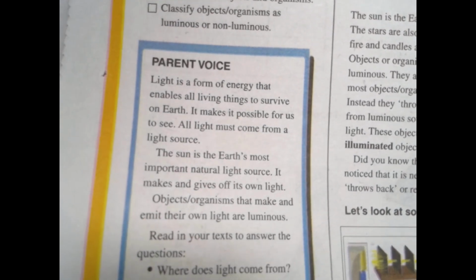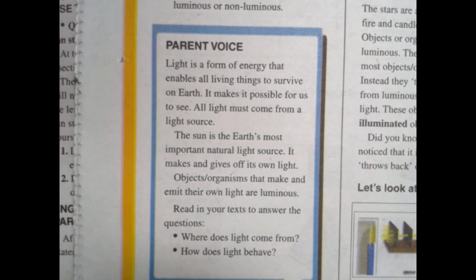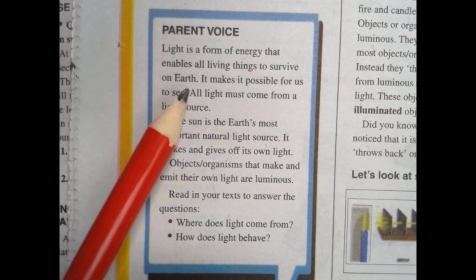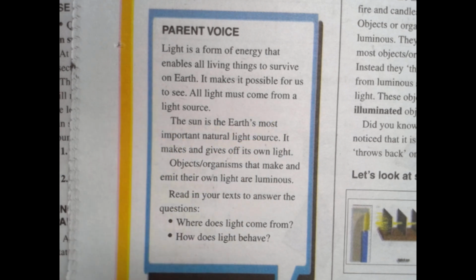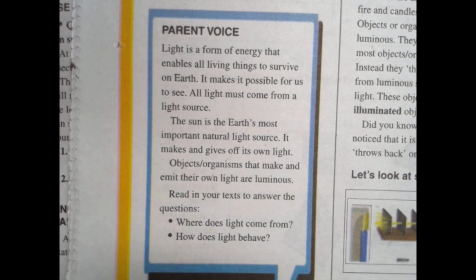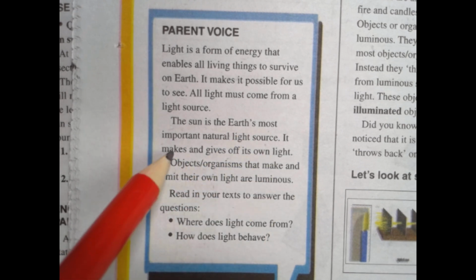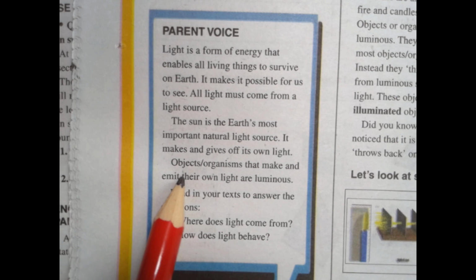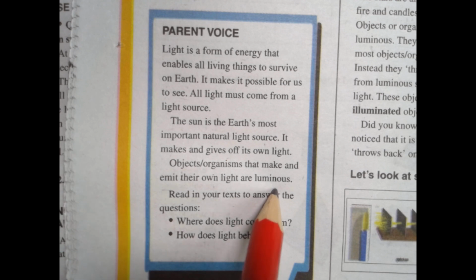All right, let's wrap this up with the parent voice once again. These are key concepts that you must know. Light is a form of energy that enables all living things to survive on Earth. It makes it possible for us to see. All light must come from a light source. The sun is the Earth's most important natural light source. Let me say that again. The sun is the Earth's most important natural light source. It makes and gives off its own light. Objects and organisms that make and emit their own light are said to be luminous.